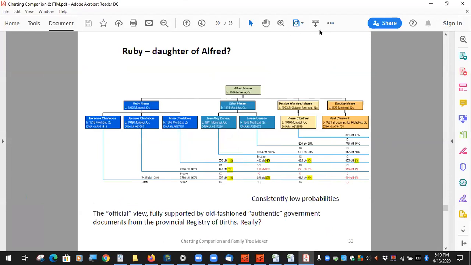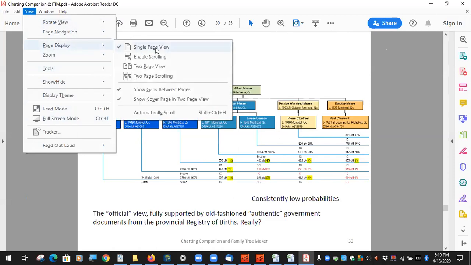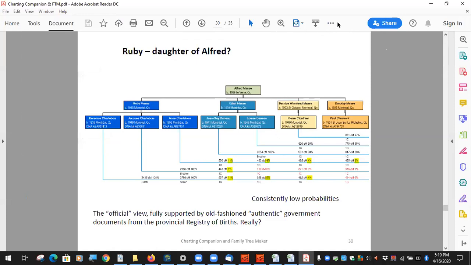But I do appreciate your presentation because it's very interesting how Charting Companion has been changed, and the simulations are just an intriguing way of trying to figure out where the missing links are. So it's something that I intend to get into, although I don't really have a need for it right now. So I appreciate your presentation.